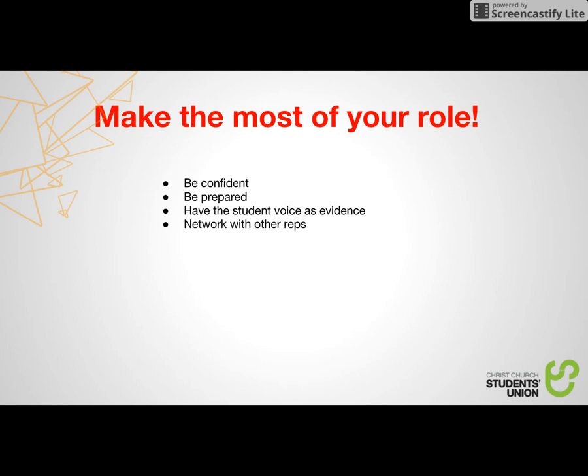I also would suggest to be confident. Make sure that you're prepared, and that's what will bring the confidence to you. If you know what the papers say, if you have read them beforehand, if you have spoken to a few students about it to understand their perspective on that proposal, then that will give you confidence to speak up in the meeting and to bring the student perspective. If you have the student voice as evidence, then that is all you need to do, is ensure that you know what you're talking about and that you bring different student voices to the table. And a good way to do that is to network with other reps, either from that committee or beyond.